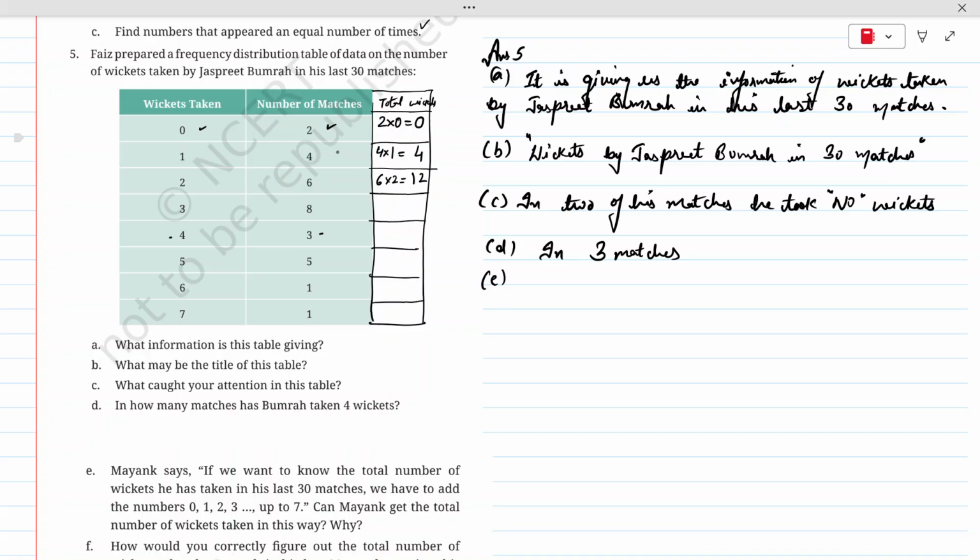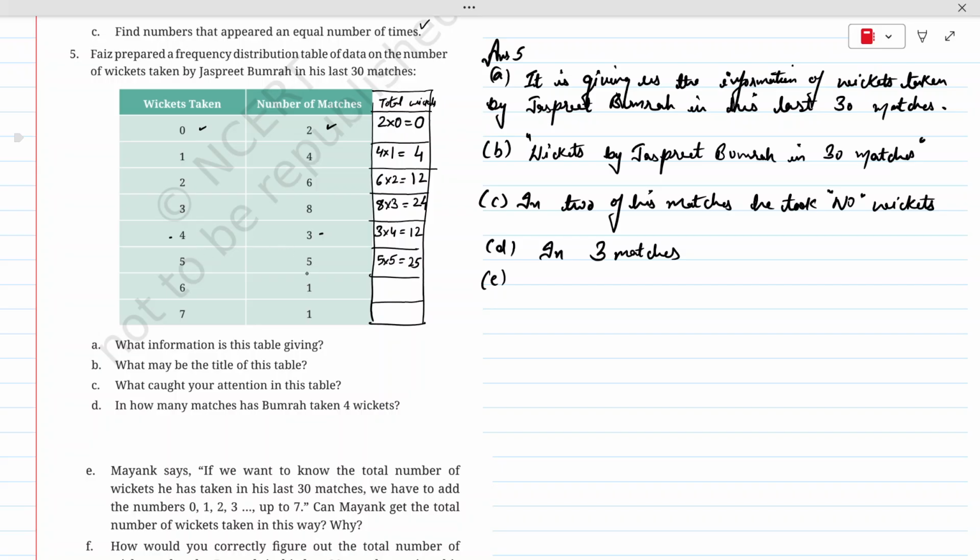Okay. Next, in 8 matches he took 3 wickets. So 8 multiplied by 3, which is 24. So in this row we have calculated that he has taken 24 wickets in total in 8 matches. Okay. And here in total 3 matches he took 3 multiplied by 4, that is 12. So he took 12 wickets in 3 matches, and here he took 5 multiplied by 5, that is 5 wickets in 5 matches each.